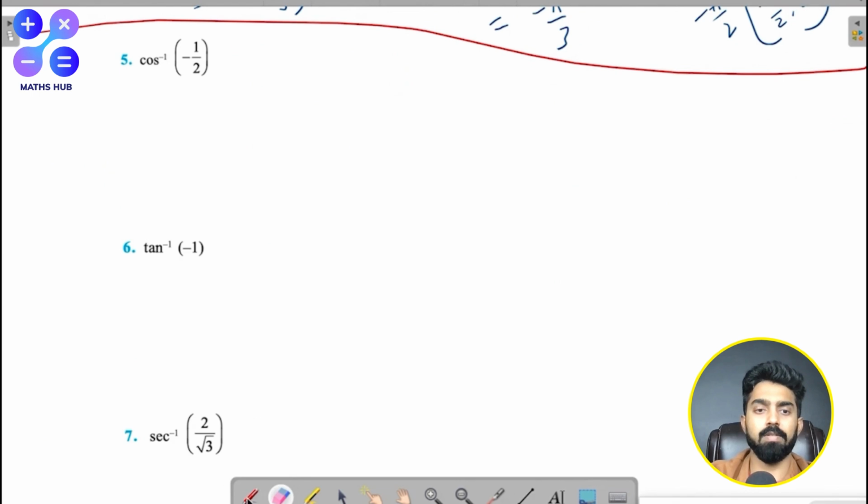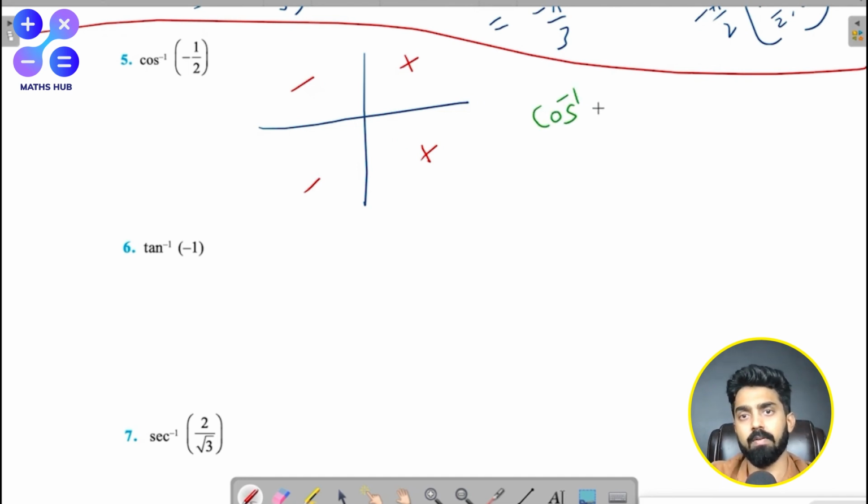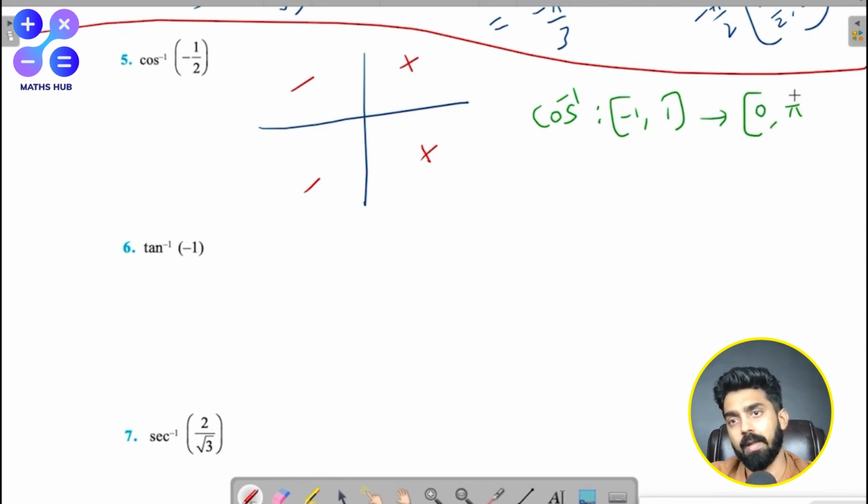Great. Now this question talks about cos inverse of negative half, right? Again, the first thing we need to understand is in which quadrants it's positive and negative. Cos is positive in the first and fourth quadrants, negative in the second and third quadrants, right? And we need to always remember, this whole exercise is meant for you to be able to remember these values, right? So cos inverse is defined from minus 1 to 1. It takes inputs of minus 1 to 1 and gives you angles between 0 and pi. So this is 0 and this is pi.